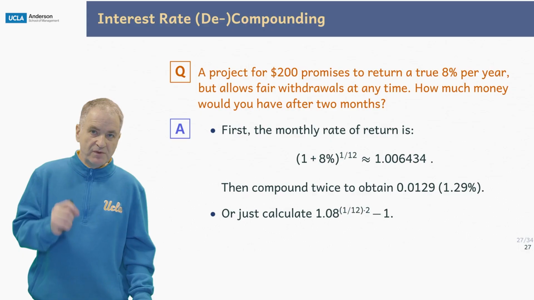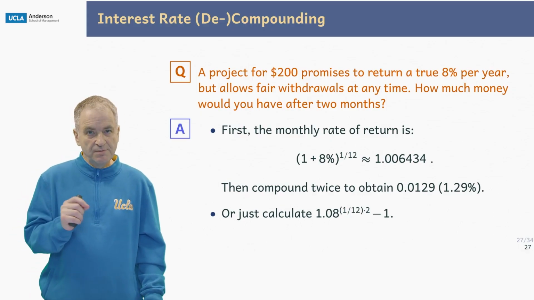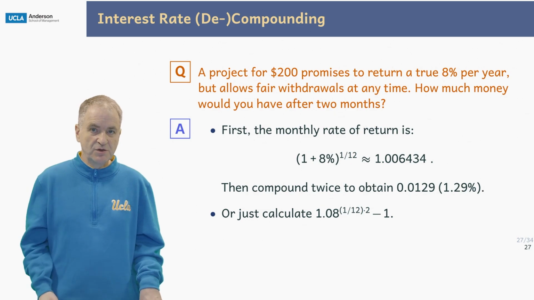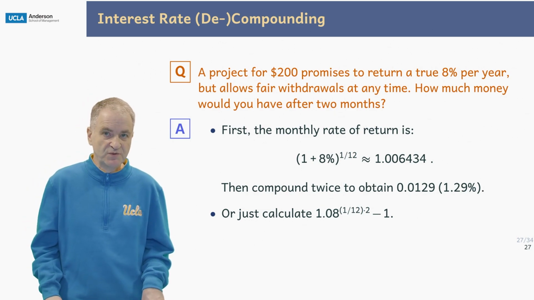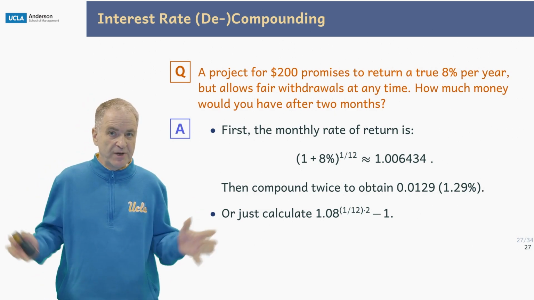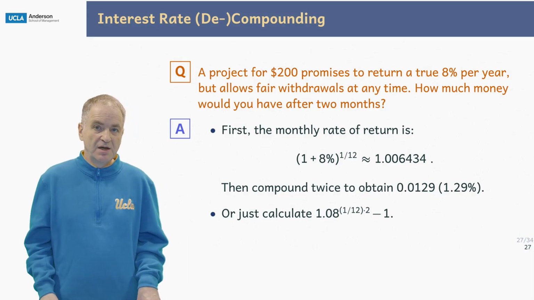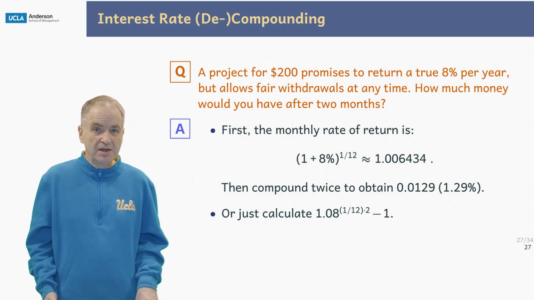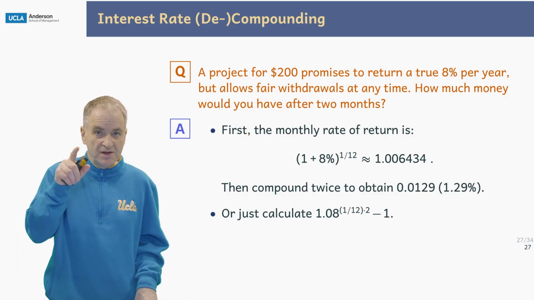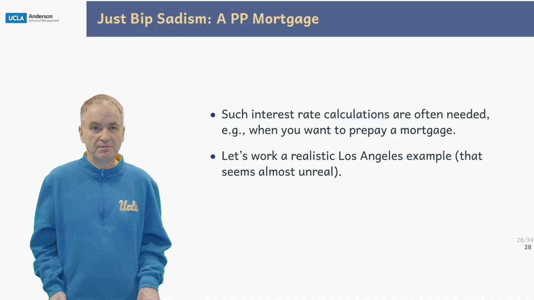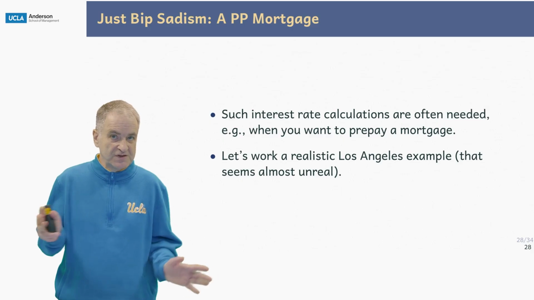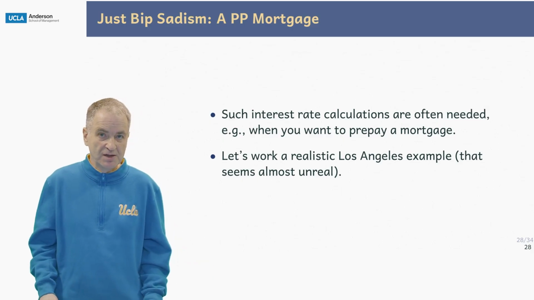First, the monthly rate of return is 1 plus 8% to the power of 1/12. That turns out to be about 1.006434. Then compound this twice to obtain 1.29%. Or if you want to make it easier, just calculate 1.08 to the power of 1/12 times 2, minus 1. Such interest rate calculations are often needed, for example, when you want to prepay your mortgage.